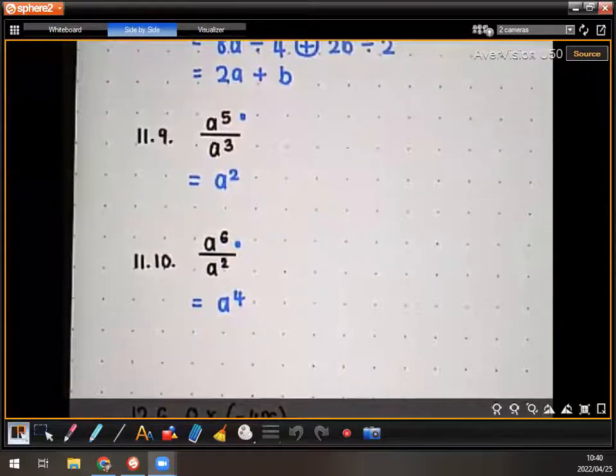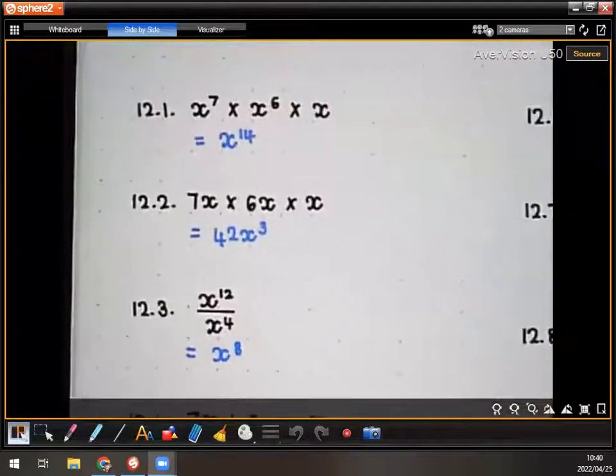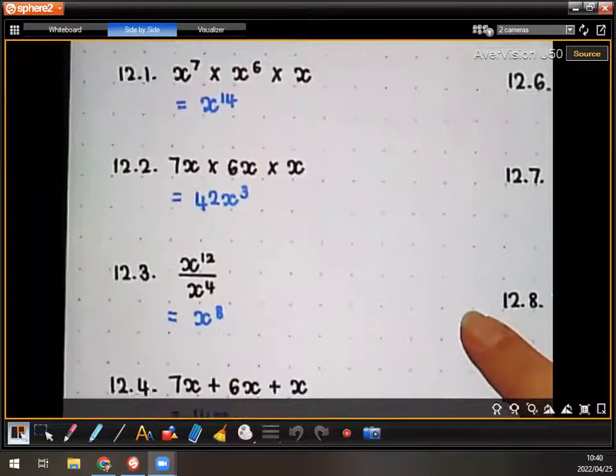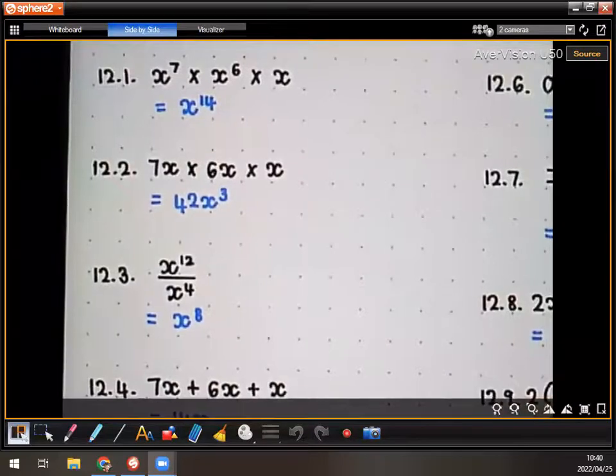Any questions on question 11? All right, let's look at 12. Here you can see the first 3, the 12.1, 12.2, 12.3. The 12.1, guys, you will multiply, right?